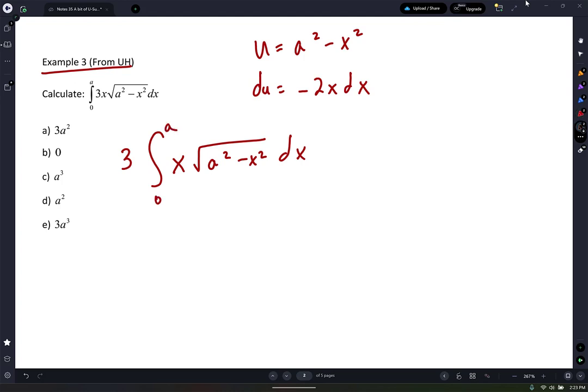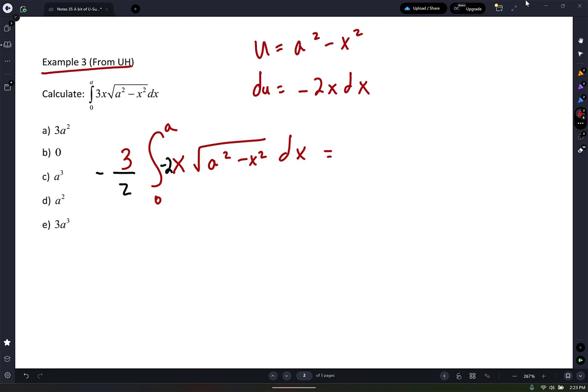I'm going to insert a negative 2. If I insert a negative 2 in the front, then I put negative half on the outside. Why did you move a? That's a constant, yeah, but it's a square. It's a constant, like 7. Oh, okay. The derivative of a constant is 0.